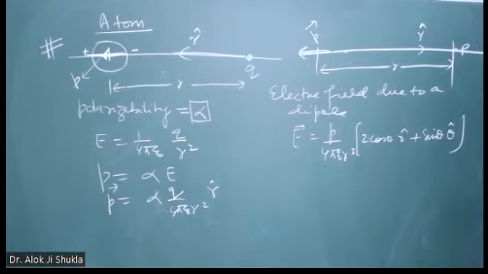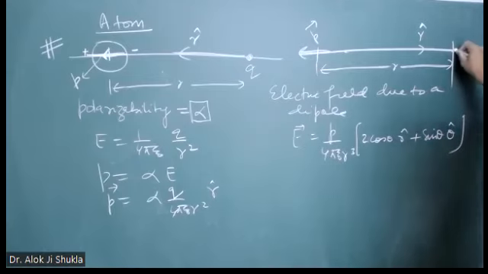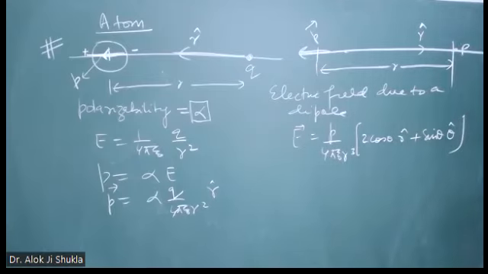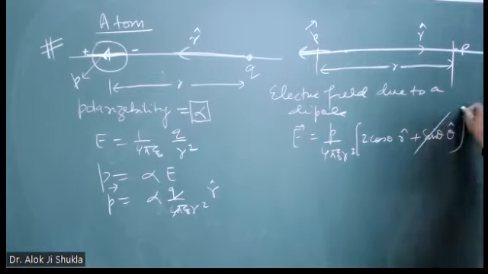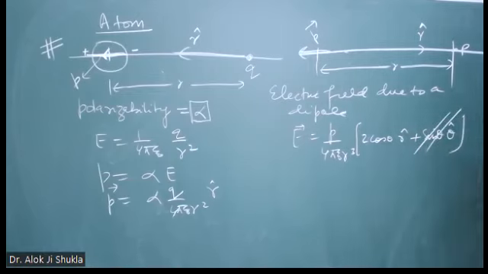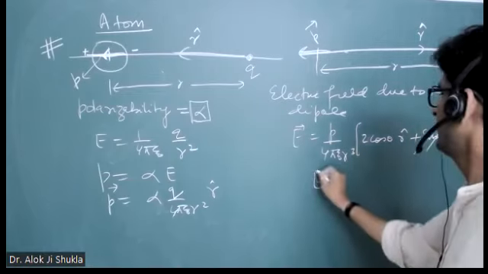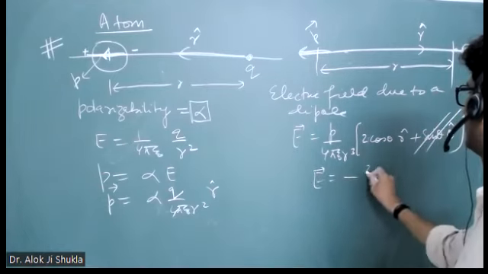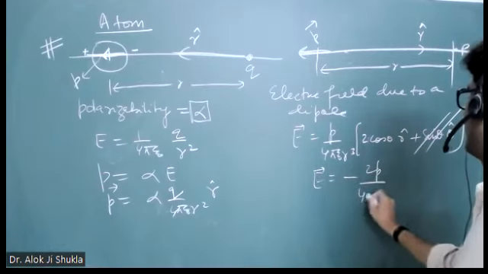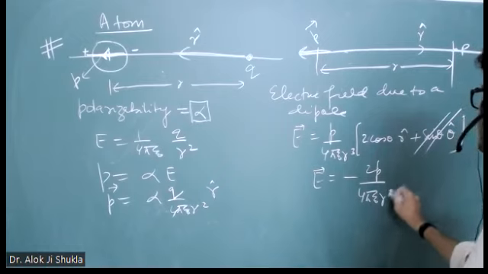Yes, sir. So what will be the electric field here? What is theta? Pi. Pi, sir. So this term will be gone. So field will be, say, minus 2p by 4 pi epsilon naught r cube r cap.